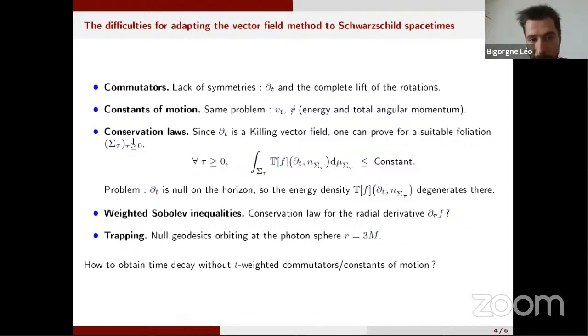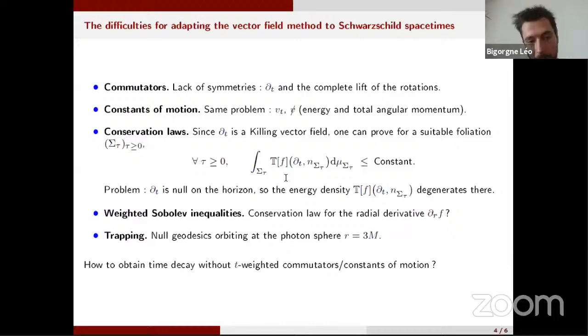As in Minkowski, we have a conservation law which arises from the fact that ∂t is a Killing vector field. So we can prove boundedness for the L1 norm of the solution, where here the integrand, which is the contraction of the energy momentum tensor by ∂t and the unit normal vector field of the foliation, is an energy density, which is in particular positive.